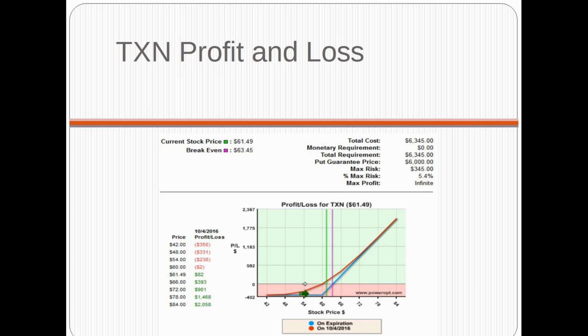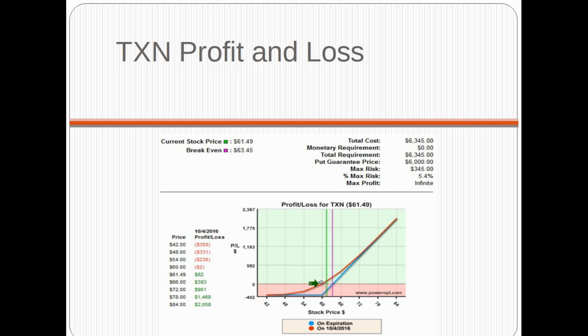If I held the married put all the way to January expiration, decided to take no income, somehow managed to refuse dividend payments, and the stock was trading below 60, then yes, I would lose 5.4%. The curved red line here is showing us the profit and loss chart at the halfway point. In this case, it's October 4th, 2016. That's from today. When I opened the position, it was September 21st.